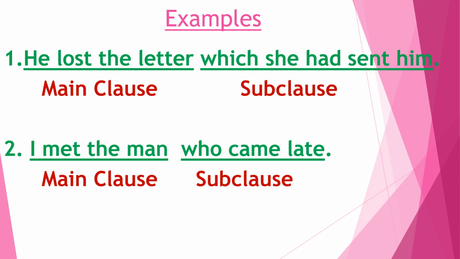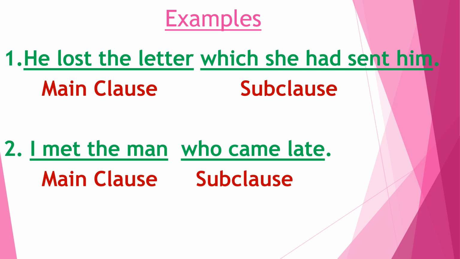And who came late? Here, who is the binder or joining word, came is the verb part, and late is the other part. It makes incomplete sense. That's why it cannot be a separate sentence. So the subclause who came late depends on the main clause I met the man. That's why who came late is a subclause and I met the man is a main clause. That's how we can understand what is a main clause and what is a subclause.